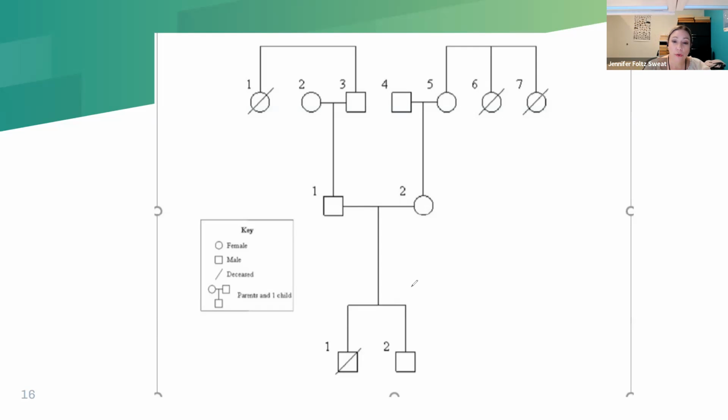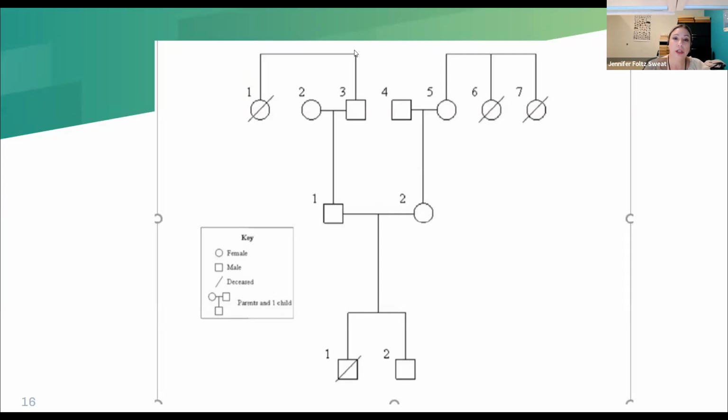Now, I want you to determine the genotypes of these two individuals. So here's how you can do that. Start by filling in all of the genotypes that you know. And those would be the deceased individuals that have the disease. So we're going to use little d. So this person has to be little d little d. I know that because they have the disease and they're deceased. So they have to be homozygous recessive.